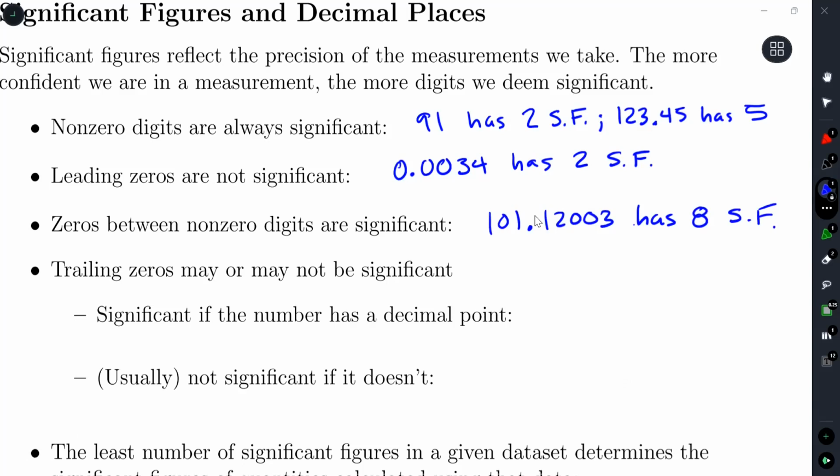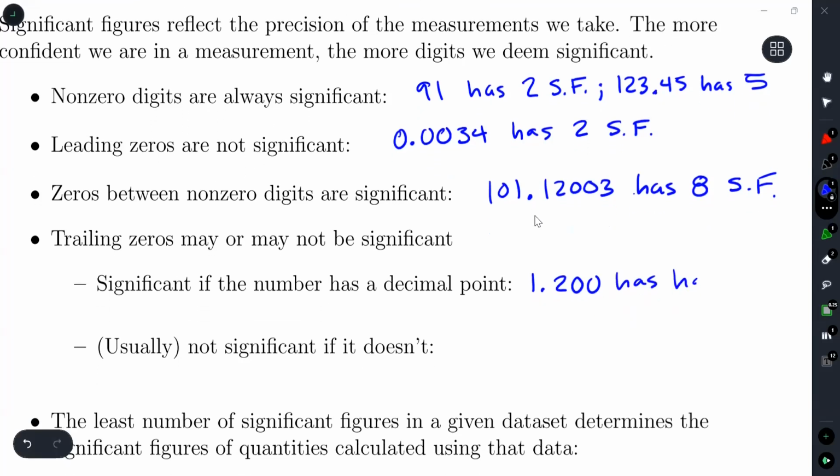Trailing zeros, so zeros coming after other numbers, may or may not be significant. If you've got a decimal point, they usually are, because you've chosen to write additional zeros to say, I know that my measurement is not just 1.2 meters to within a few centimeters or something. I know that it is exactly 1.2 meters, 0 millimeters on top of that. So how many does that have? Is it 4? Has 4.